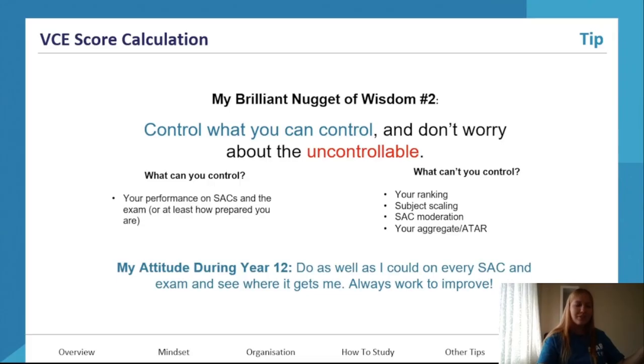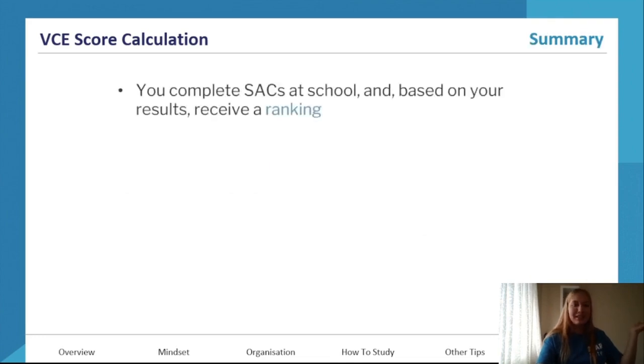So the attitude to have during year 12, and the attitude that I had, is to do as well as I could on every SAC and exam and see where it gets me, and always work to improve and do better. And when I don't do well, use that as motivation going forward.